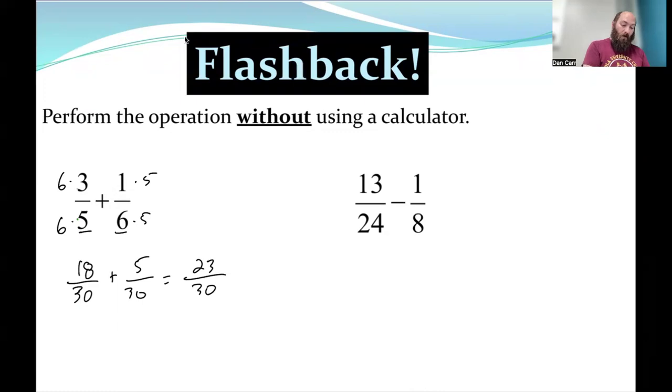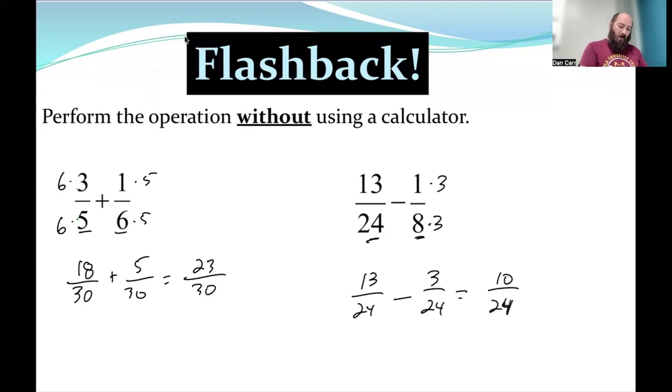Okay, over here, we can also just turn the 8 into 24. And we're looking for the least common denominator to make it easier on ourselves. So I multiply this by 3, that's going to turn into a 24. But I have to multiply the 1 by 3 as well. So I'm going to have 13 over 24 minus 3 over 24. So then I can combine these. So 13 minus 3 is 10 over 24.